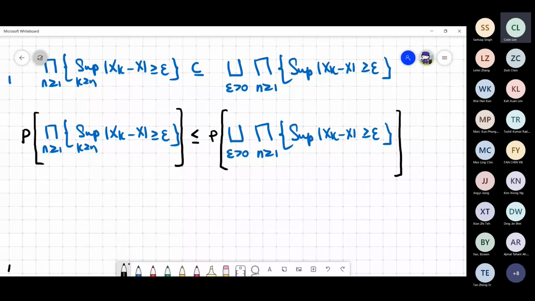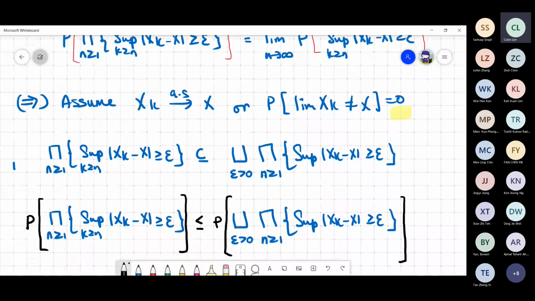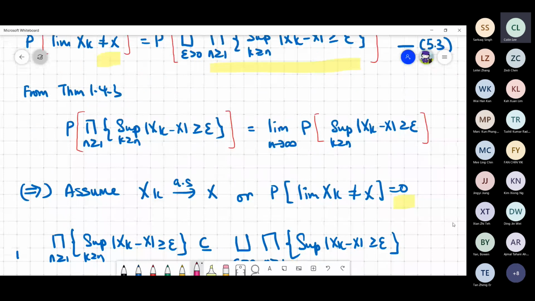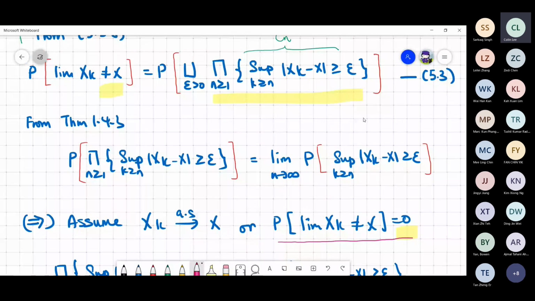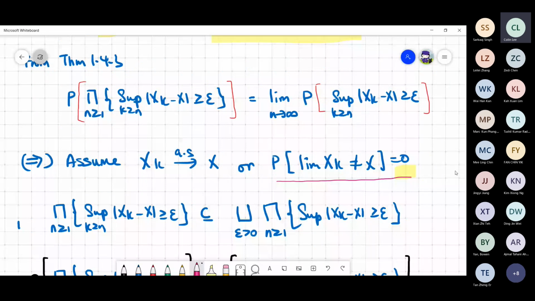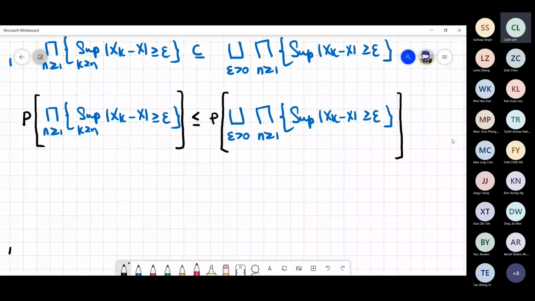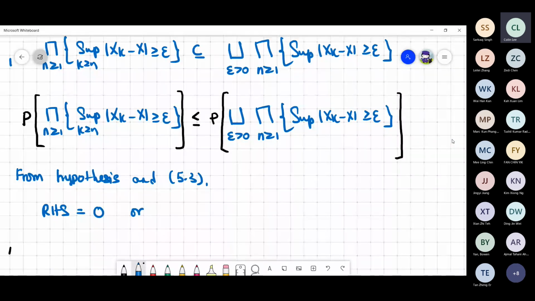Now if you look at here, from our hypothesis we assume the probability of limit Xk not equal to X is equal to 0, and from our 5.3, this is just the left hand side of 5.3, right? So that means this right hand side must be equal to 0. From the hypothesis and 5.3, we can see the right hand side must be 0, so this one must be 0.